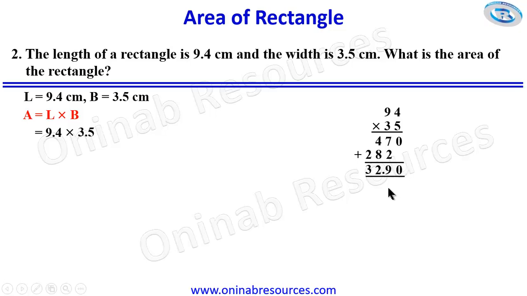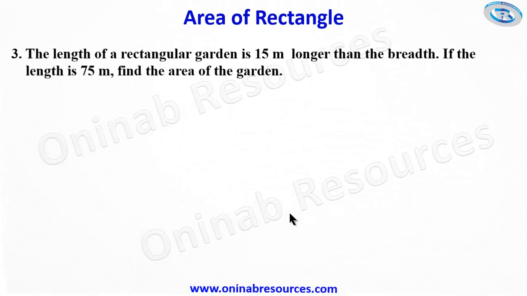We place our decimal point so that our product of 9.4 and 3.5 gives 32.90, where this 0 can be omitted to give our area to be 32.9 square centimeters. And that's all for problem 2. We then go to problem 3.